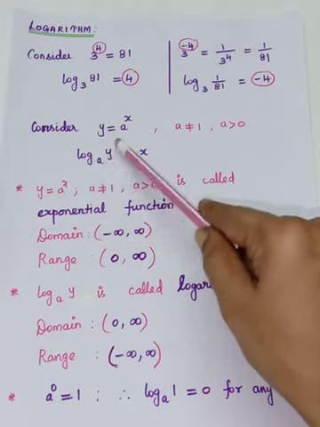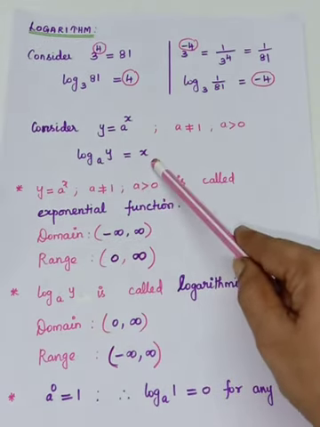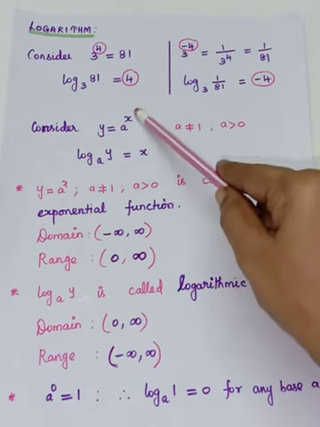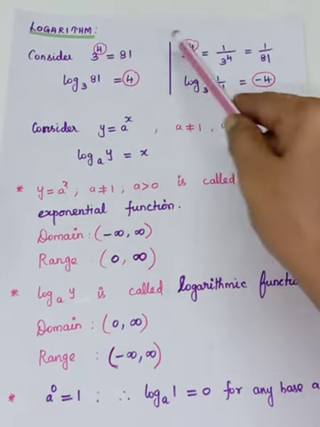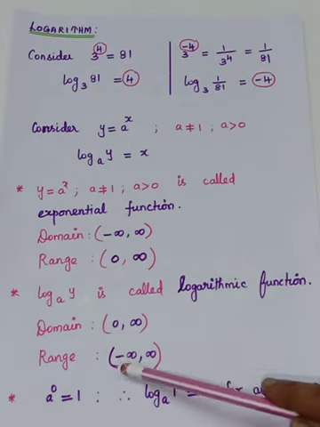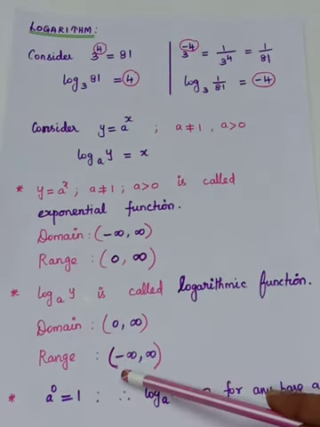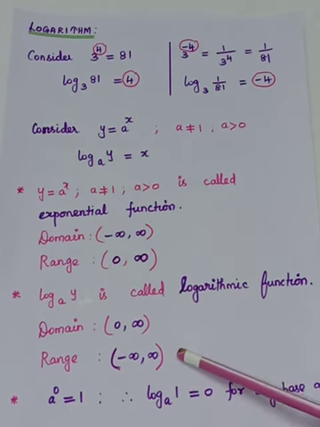Okay, so log y to the base a is equal to x. How can the x be? It can be positive, negative, or a fraction. So therefore the range of the logarithmic function is minus infinity to plus infinity.